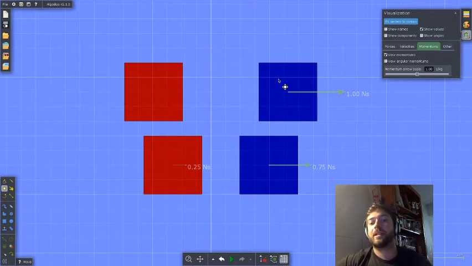Now, that's not realistic because in real life, everything has a little bit of bounciness. Everything will behave somewhat like this. And this case is called an inelastic collision.